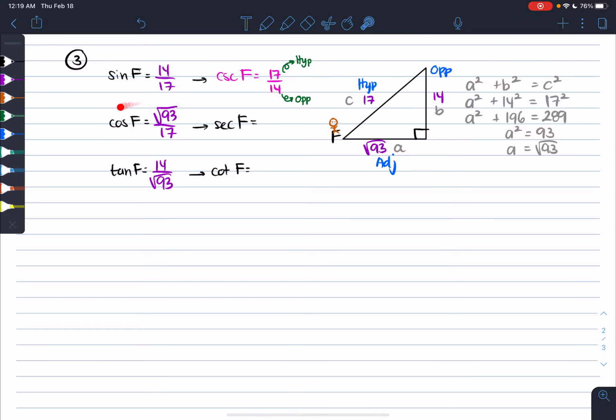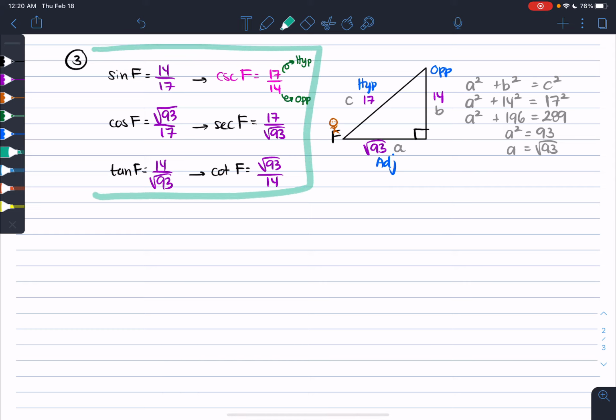Secant is the reciprocal of cosine, which is 17 over root 93. And cotangent is the reciprocal of tangent, which is root 93 over 14. We did it.